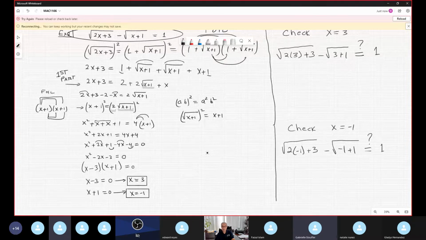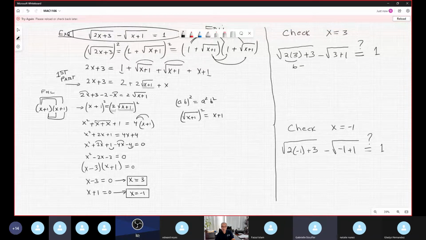Let's see. 2 times 3 is 6, and 6 plus 3 is 9. And the square root of 9 is 3. Minus, 3 plus 1 is 4, and the square root of 4 is 2. And 3 minus 2 is 1. Super. The solution is good.